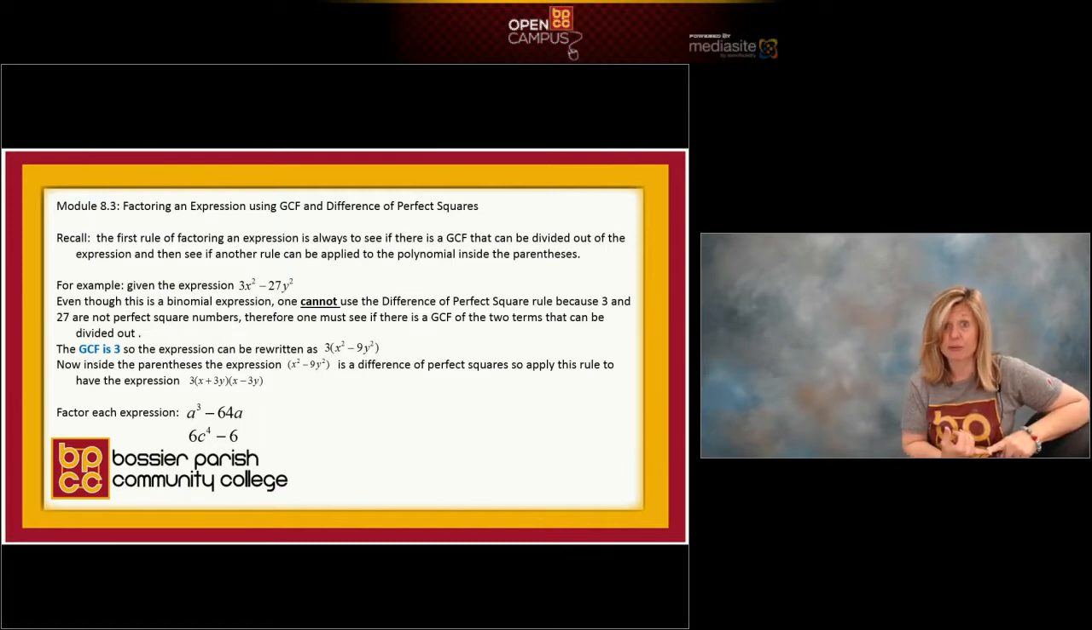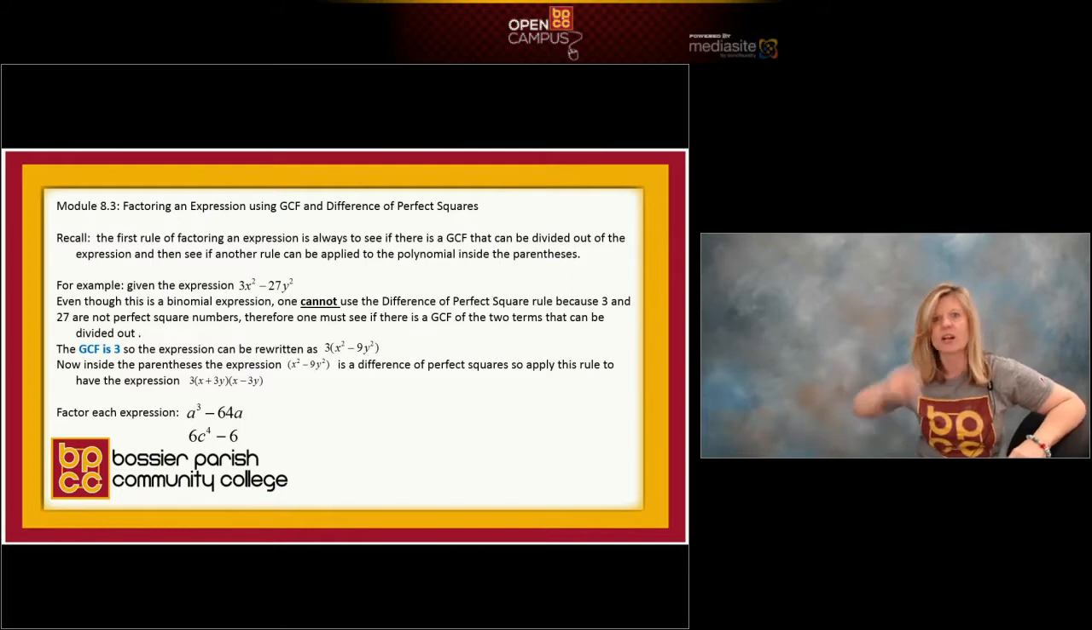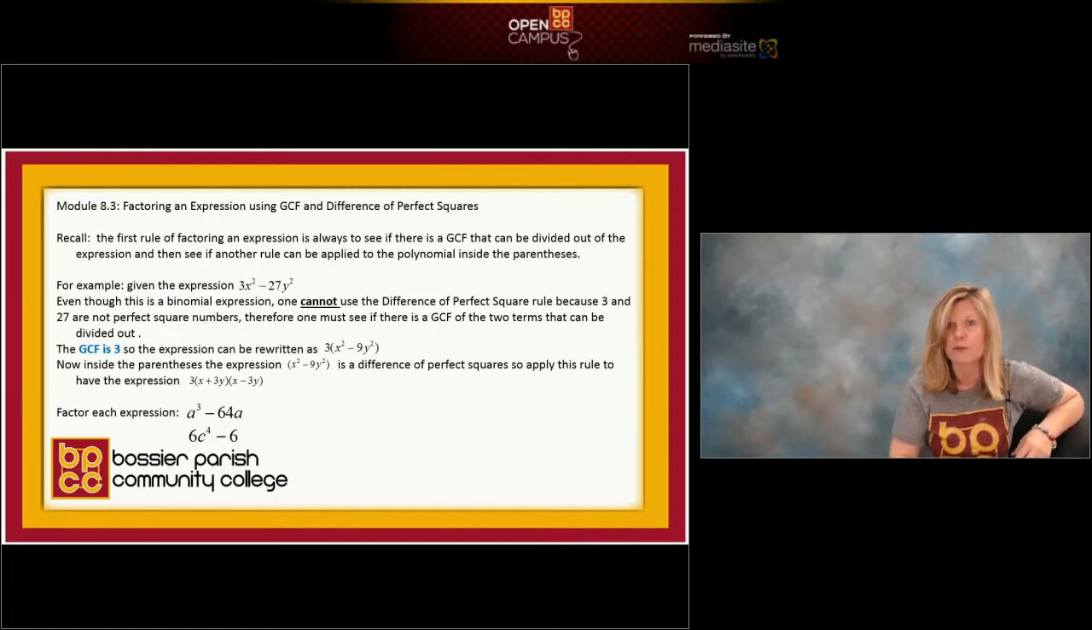Yes, it does have the difference sign, the subtraction. Yes, x squared and y squared are perfect squares because they have even exponents. But everybody, 3 and 27 are not perfect square numbers. If you memorize your list of perfect squares, 1, 4, 9, 16, 25, 36, 49, 64, 81, 100, and so on, I didn't say 3 or 27 because there is no number times itself that makes 3. There is no number times itself that makes 27. So you can't do DPS. You cannot do the rule difference of perfect squares.